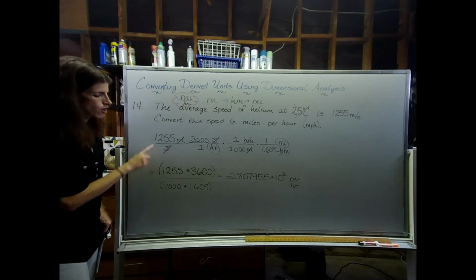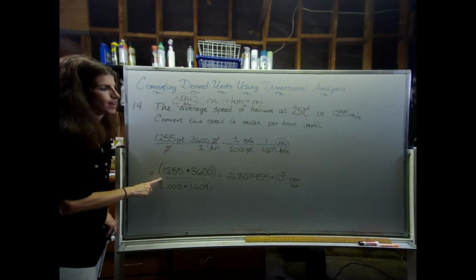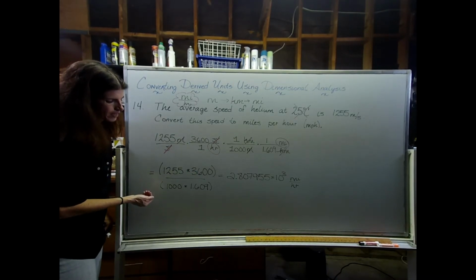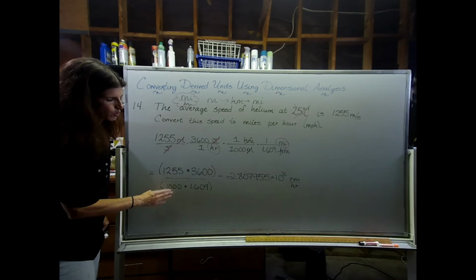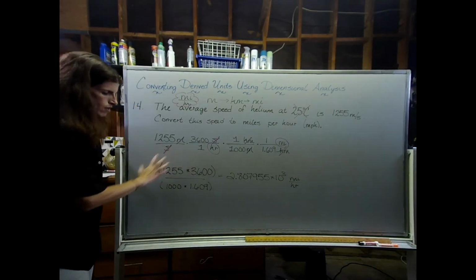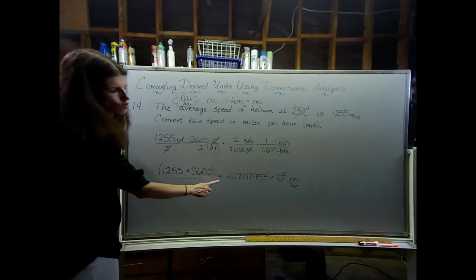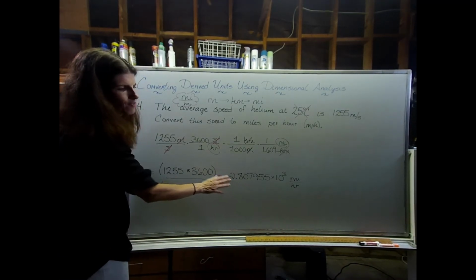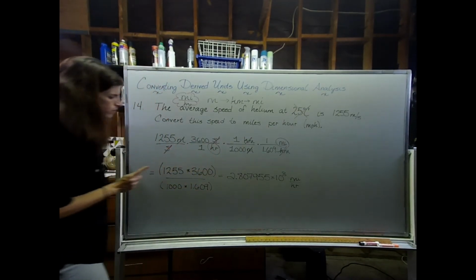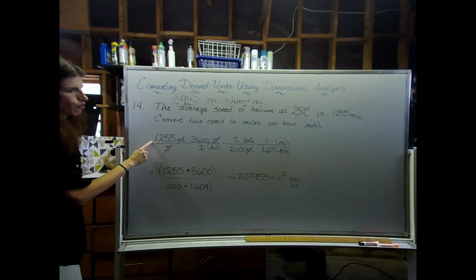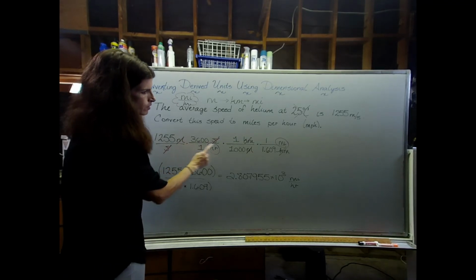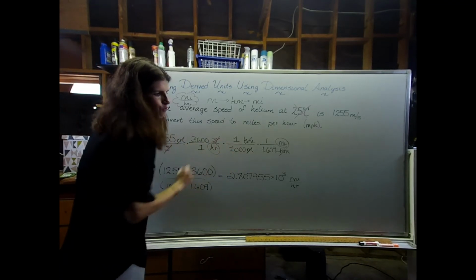In my calculator, I'm going to do 1,255 times 3,600. I'm going to close the parentheses, divide by, using another set of parentheses, 1,000 times 1.609. After I plugged it into my calculator, I got 2.807955, the number continued, times 10 to the third miles per hour. Here we have 4 sig figs. This is an exact number, I don't have to worry about it. Exact, and then 4 sig figs.